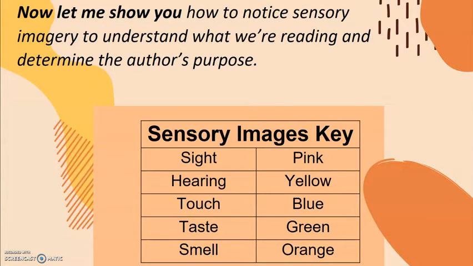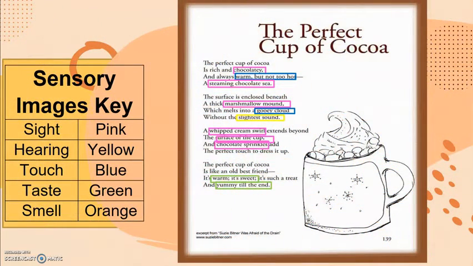Now let me show you how to notice sensory imagery to understand what we're reading and determine the author's purpose. First off, in the poem I've used the sensory images key. For sight, I used pink; hearing, yellow; touch, blue; taste, green; smell, orange. Here's my key again, and here's the poem.